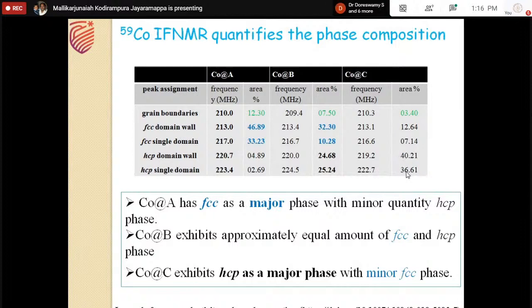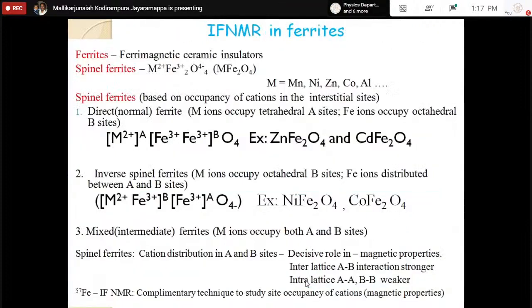There was 75% of the compound following the HCP phase, but in the case of water, we had equal contribution from the HCP phase as well as the FCC phase. And these are the conclusions. Cobalt in ethanol as a solvent gave the major HCP phase, the bottom line. And these are the next systems.